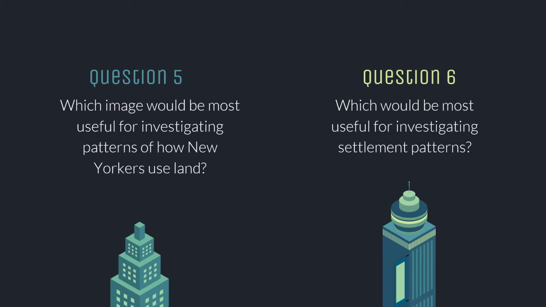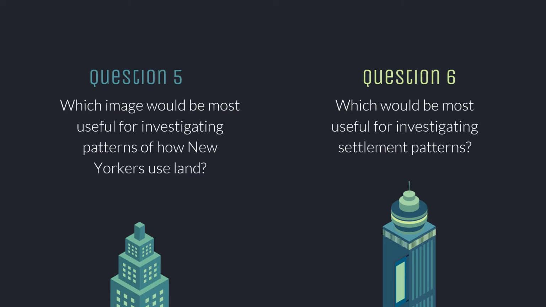Question 5 says, which image would be most useful for investigating patterns of how New Yorkers use land? So let's break this down. Out of these 4 images, which one would show you how New Yorkers are using the land? Are they using it for agricultural purposes, industrial purposes? Is there just housing? Can you tell how they're using the land? And which image shows you that?